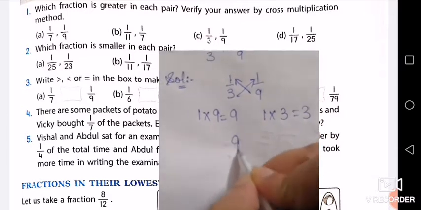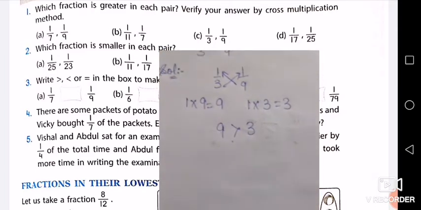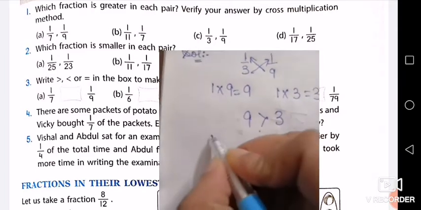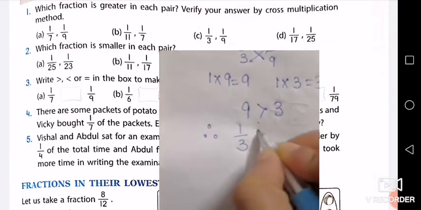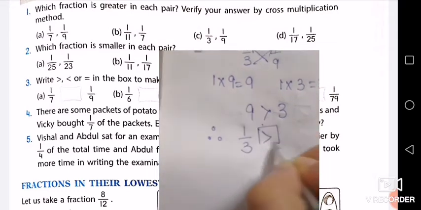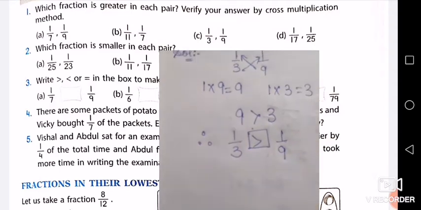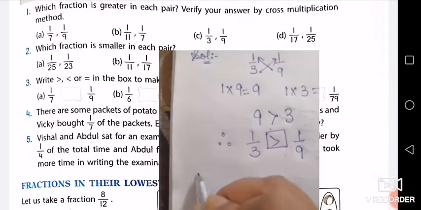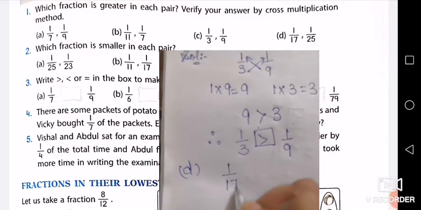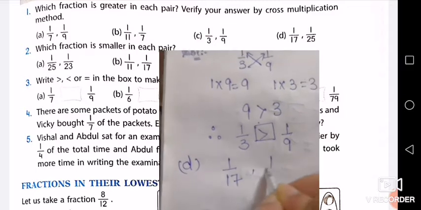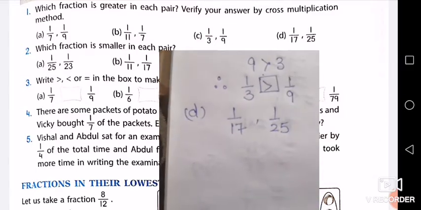Now here you can see 9 is greater than 3. Now what have we concluded? Smaller the denominator, the greater the fraction. So here 1 by 3 is greater than 1 by 9. See children, in this way we will do all the questions. Quite easy questions. With this method only you can tell which is greater and which is smaller.